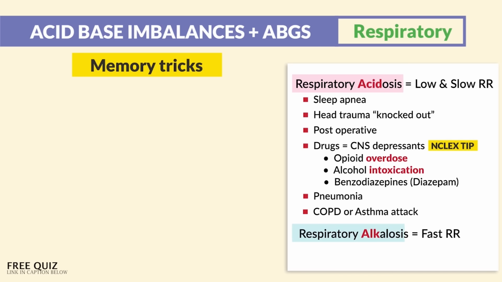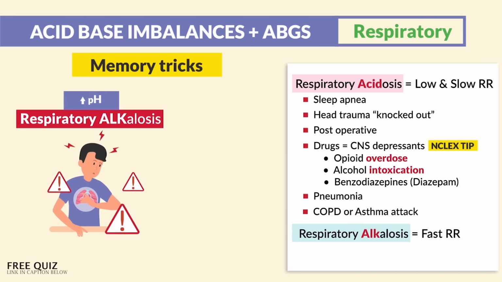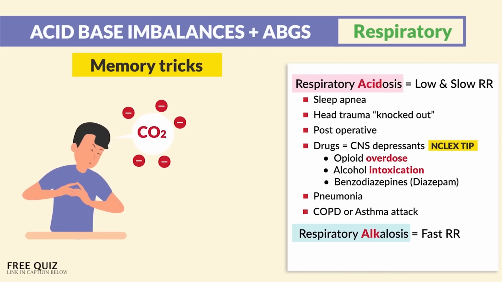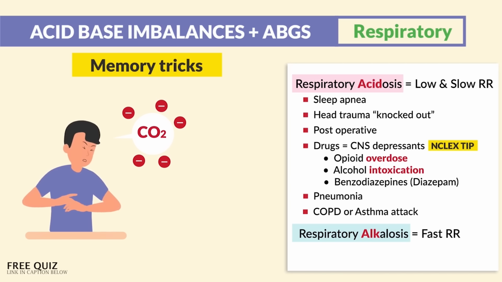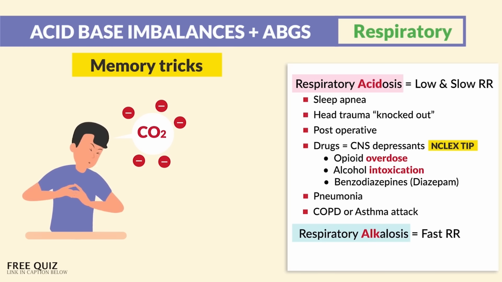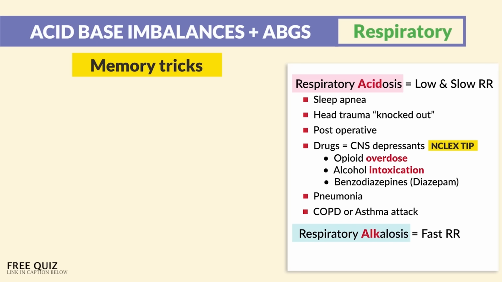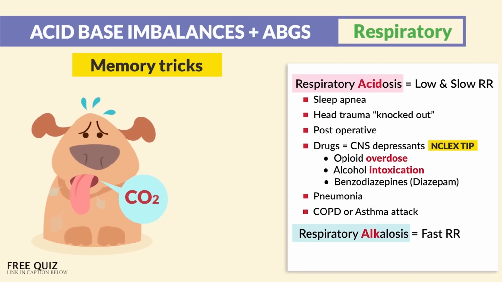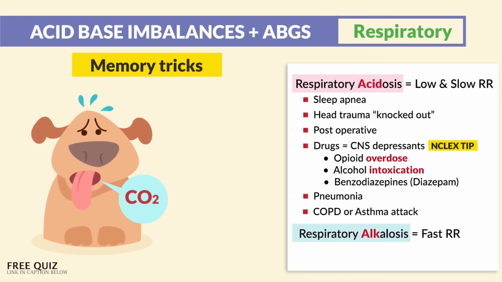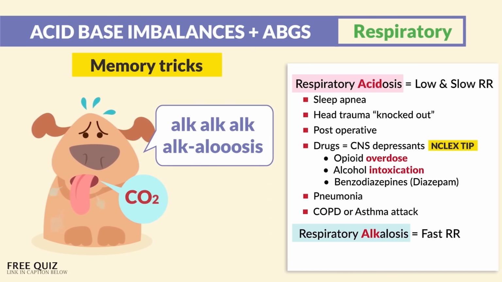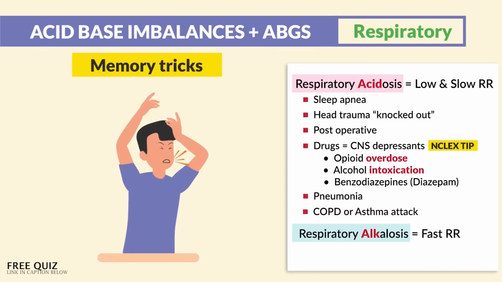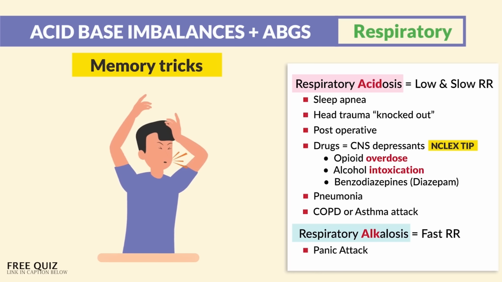Now on the other side, for respiratory alkalosis, we have a fast respiratory rate. Hyperventilation is the key term you have to know. So hyperventilating from, let's say, an anxiety attack from taking a nursing exam. So the memory trick we use, think of a person panting like a dog, basically breathing too fast. It'll put them in respiratory alkalosis. So the big one to know for exams is a panic attack or hyperventilation.